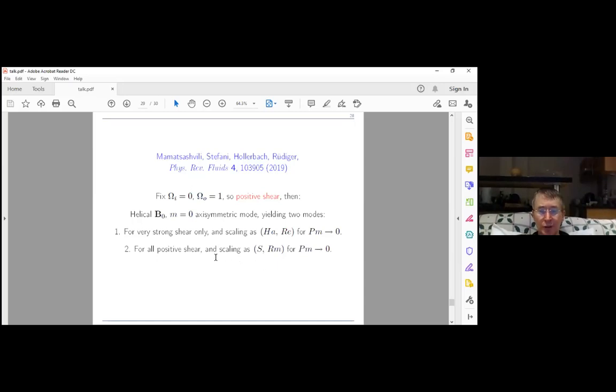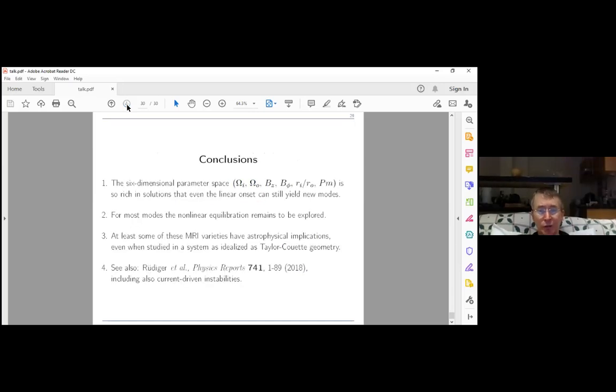But there's certainly interesting things to be looked at there as well. And possibly, there could be at least some regions in the interiors of stars, for example, where this positive shear regime might actually be relevant astrophysically as well. So I'm basically out of time, and here are my conclusions.